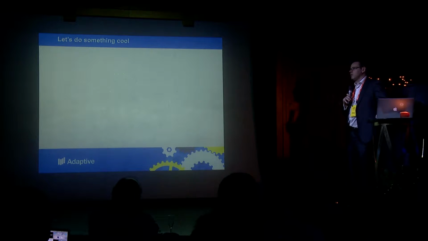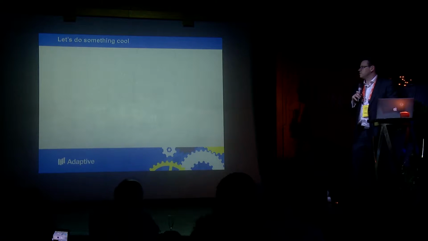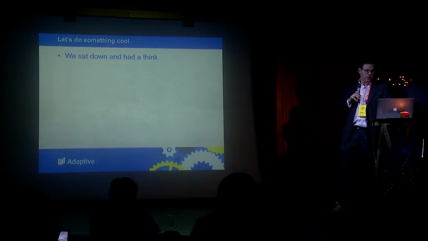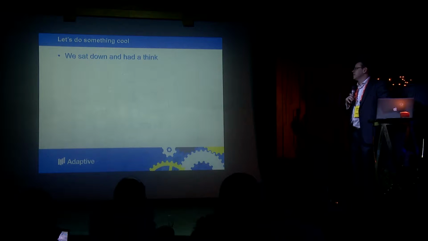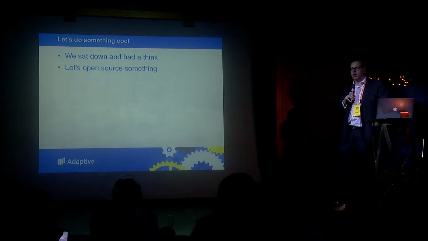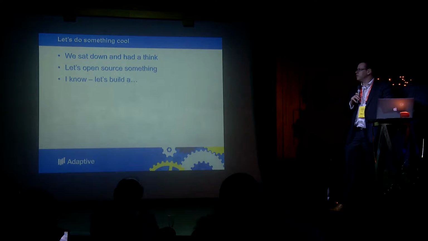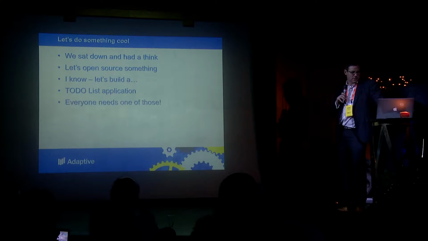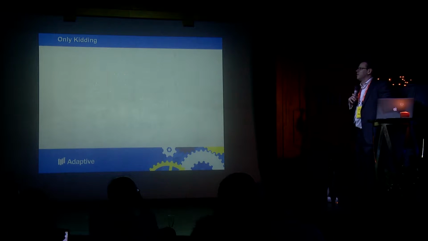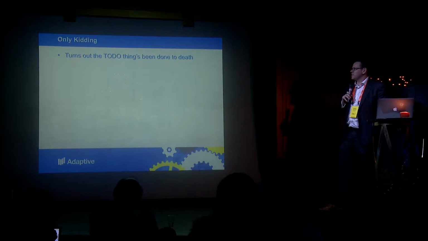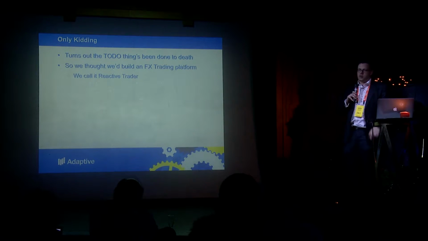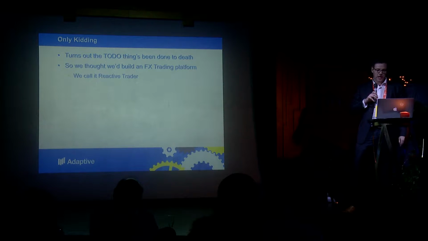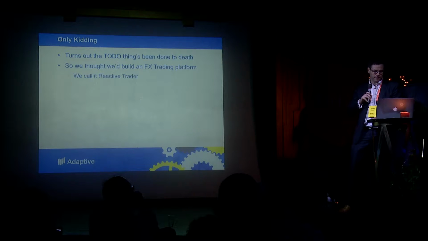So we were sat around in Adaptive Towers a few years ago, and we thought, well, all this banking stuff is very interesting, but let's do something cool. So we sat down and thought, let's open source something. Oh, brilliant. What can we open source? I know. Let's build a to-do list. Everyone needs a to-do list. No, apparently they don't. It turns out that's been done to death. So we thought we'd do something a bit more controversial. We built an FX trading platform, and we open sourced it, and we call it Reactive Trader.